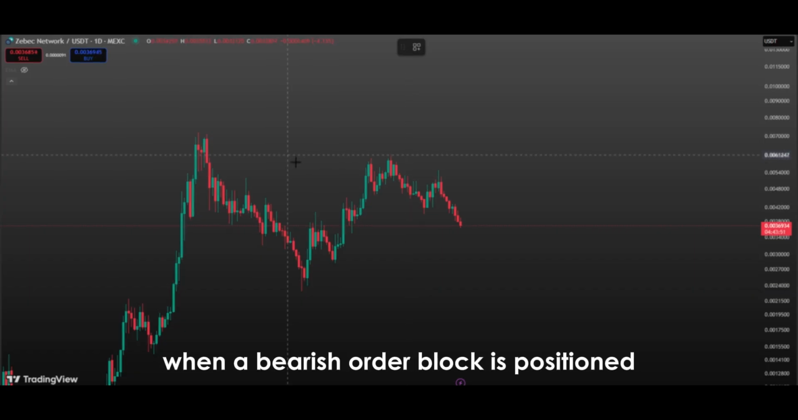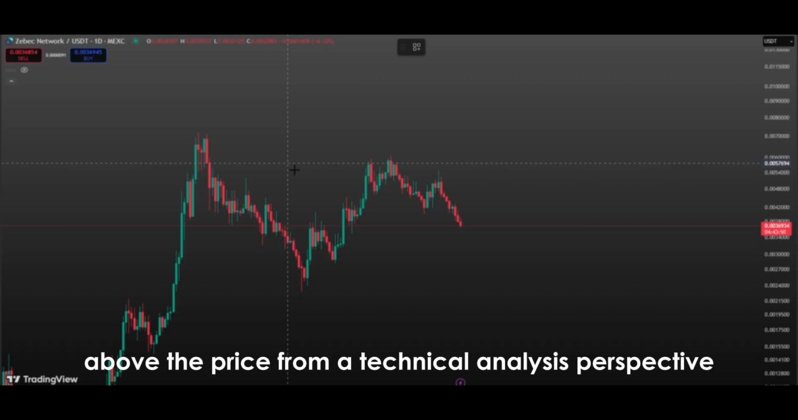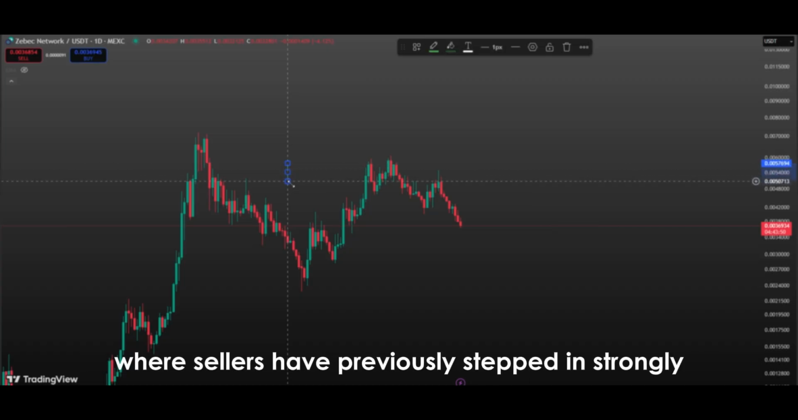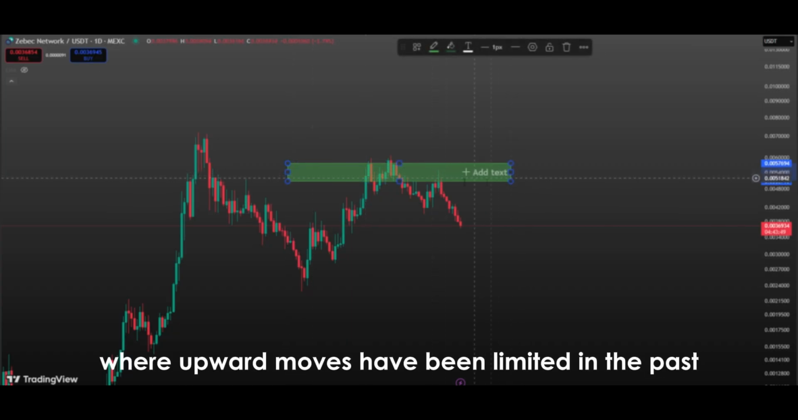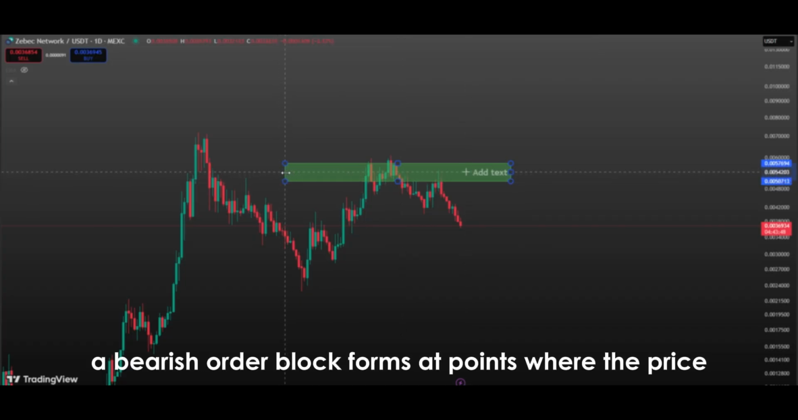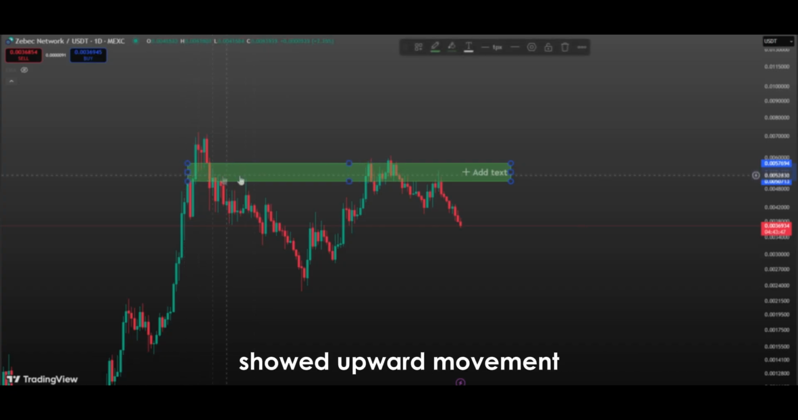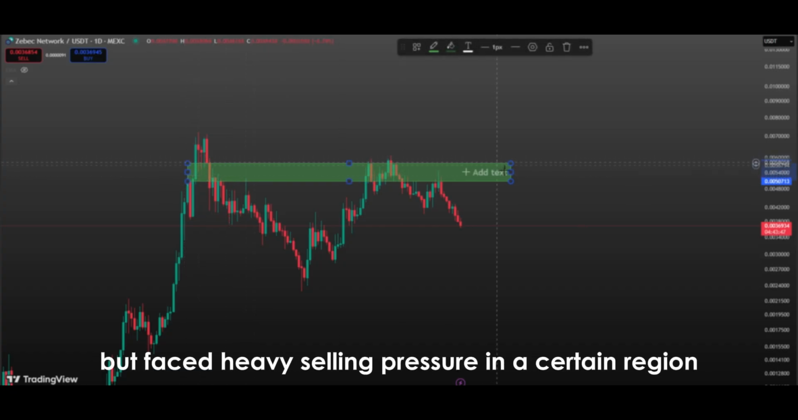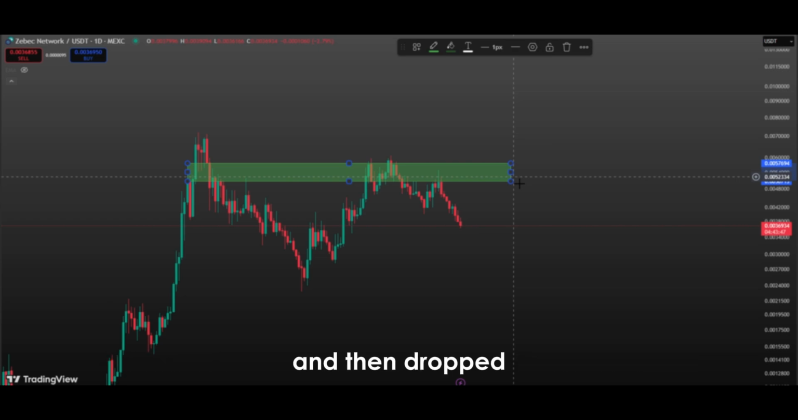When a bearish order block is positioned above the price, from a technical analysis perspective, it indicates a zone where sellers have previously stepped in strongly, where upward moves have been limited in the past, and which generally acts as a significant supply area. A bearish order block forms at points where the price previously showed upward movement, but faced heavy selling pressure in a certain region, and then dropped.